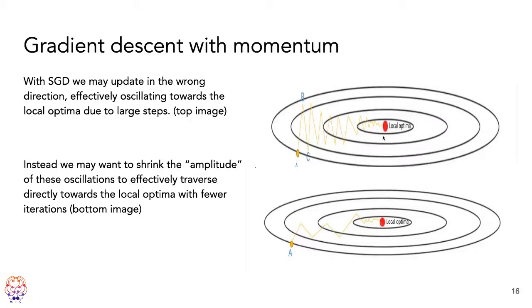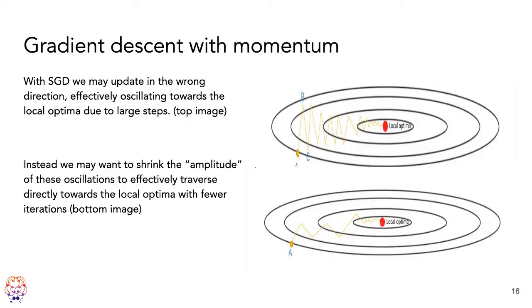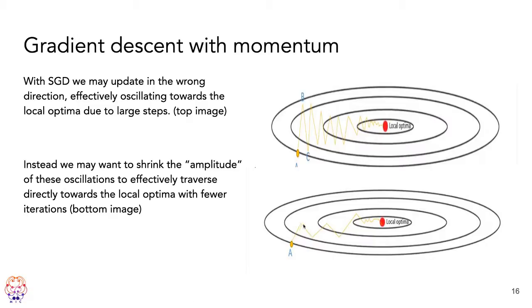One way to solve this is to shrink the amplitude by adding momentum. So the momentum term basically, you can think of it like a ball rolling down a hill. A ball would gain momentum and then it wouldn't suddenly curve in one direction versus another direction. It would go one direction slowly and then pick up momentum. So when you start from point A, it would start gaining momentum in the horizontal direction towards the local optimum.